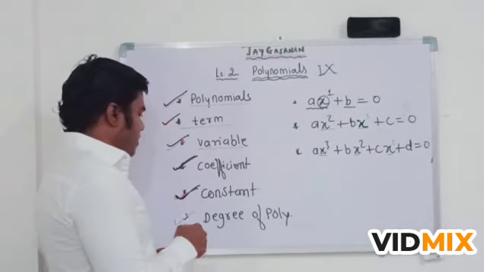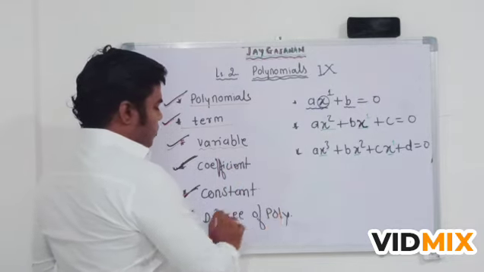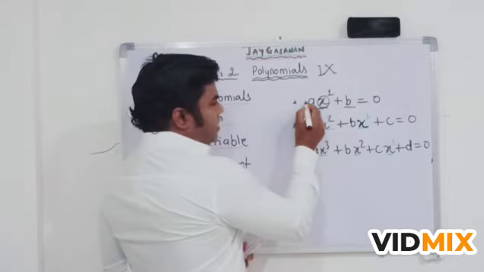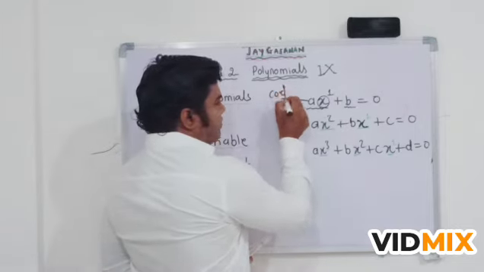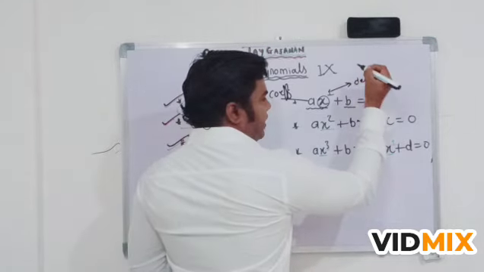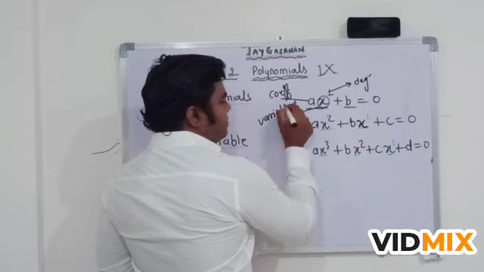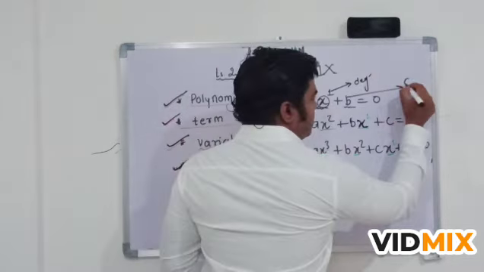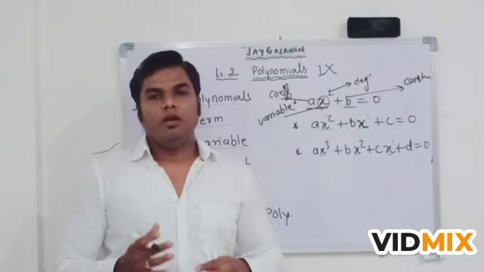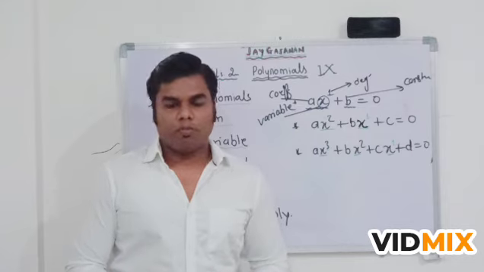We have seen polynomial, terms, variable, coefficient, constant, and degree of a polynomial. This will be the coefficient, this is the power, or you can say degree, this is called a variable, this is called a constant. So these are the things involved in a particular polynomial. These are very basics. With the help of this we can solve the exercise problems. Thank you.